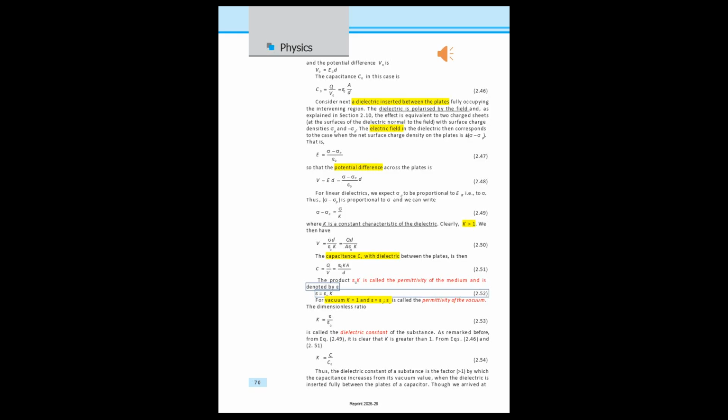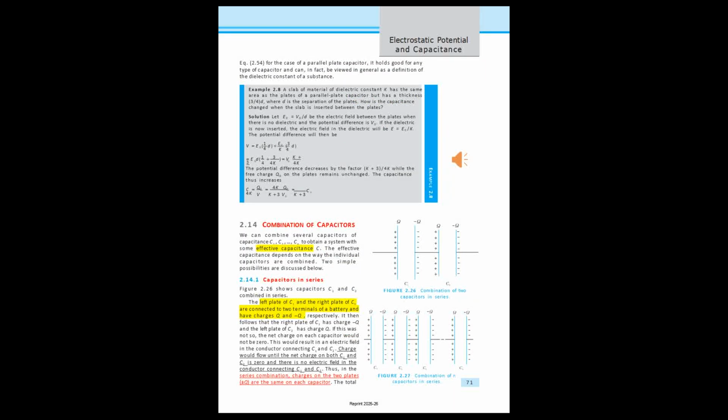As remarked before, from equation 2.49, it is clear that k is greater than 1. From equations 2.46 and 2.51, k is given by C by C naught. Thus, the dielectric constant of a substance is a factor greater than 1, by which the capacitance increases from its vacuum value when the dielectric is inserted fully between the plates of a capacitor. Though we arrive at equation 2.54 for the case of a parallel plate capacitor, it holds good for any type of capacitor and can, in fact, be viewed in general as a definition of the dielectric constant of a substance.